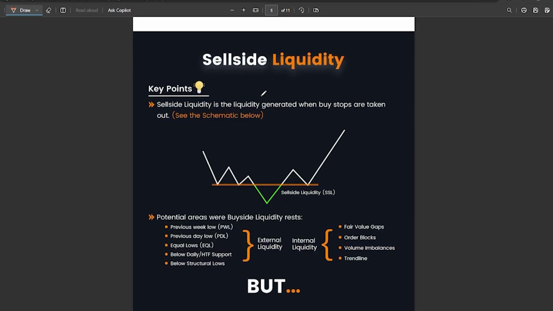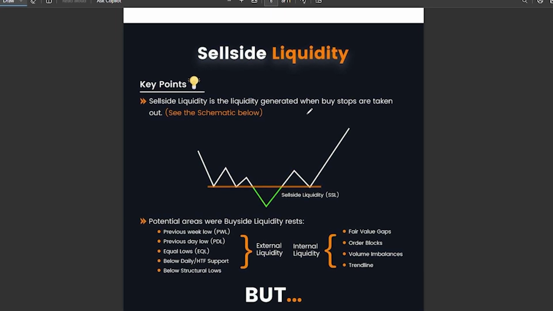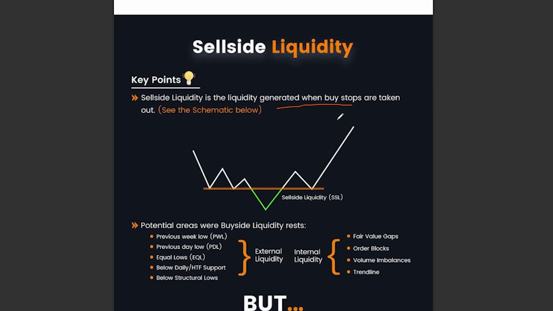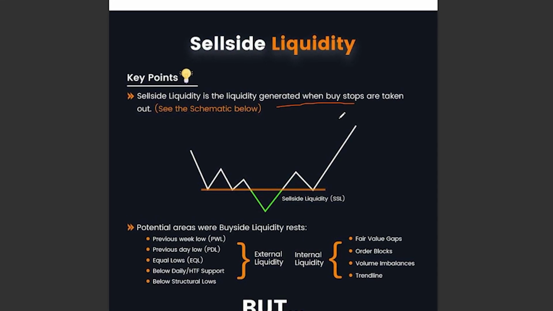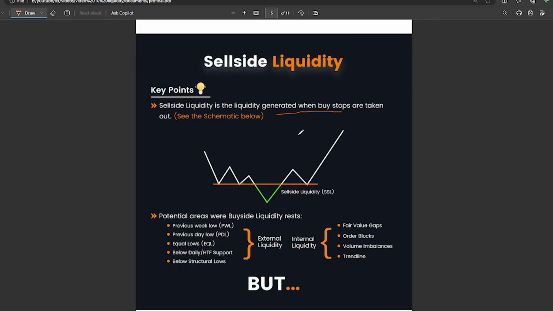Sell side liquidity is completely opposite to the buy side liquidity, as it is generated when buy stops are taken, and in the above example you saw that buy side liquidity was generated when sell stops were taken. So I hope up till now everything is clear.